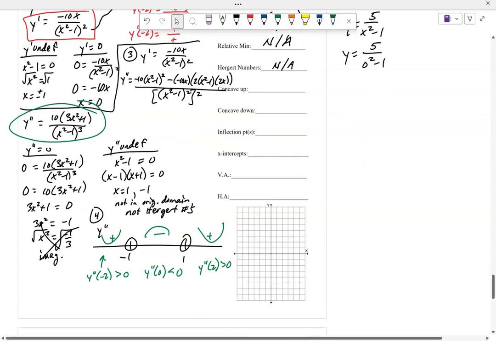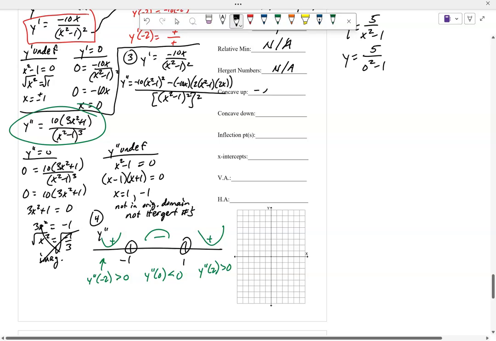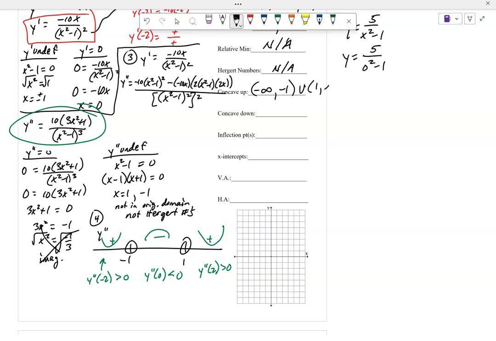Now let's go to our second derivative test. We're concave up from negative infinity up to negative 1, and then we're also concave up from 1 on. We're concave down between negative 1 and 1. No points of inflection, because those are not critical numbers. Even though it changes concavity at negative 1 and 1, I have vertical asymptotes there. It's not defined at negative 1 and 1, so I can't have an inflection point. So that's not applicable.